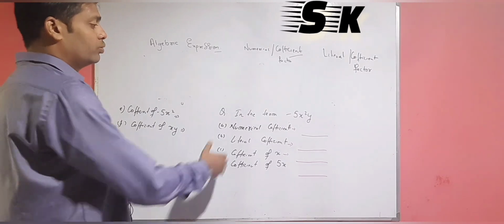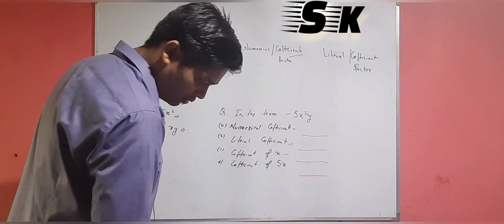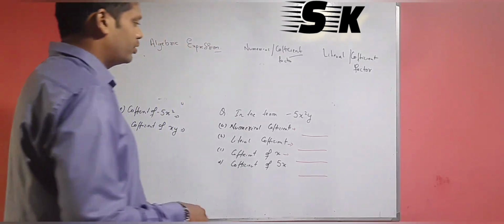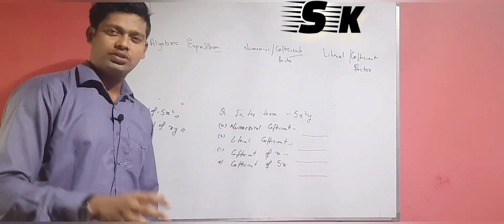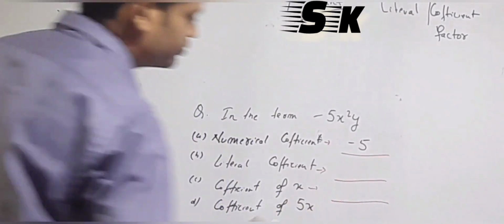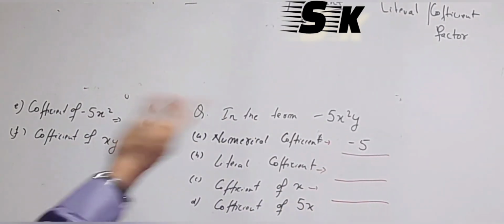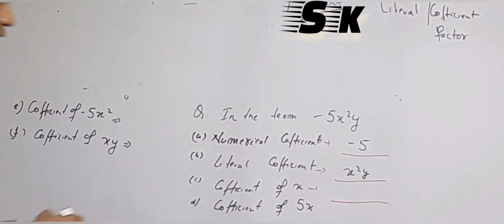Now, numerical coefficient. What do you mean by numerical? The value which is constant. What is the numerical coefficient right over there? Sir, minus 5. Very good. And what about the literal? It is variable. So all the remaining things, x square, y, they are not fixed, they are variables.